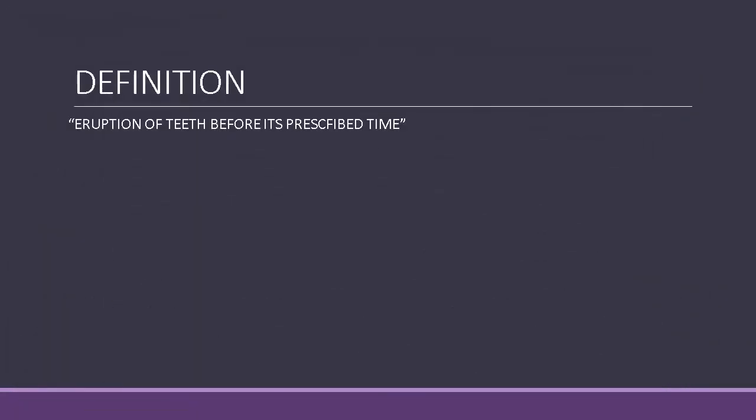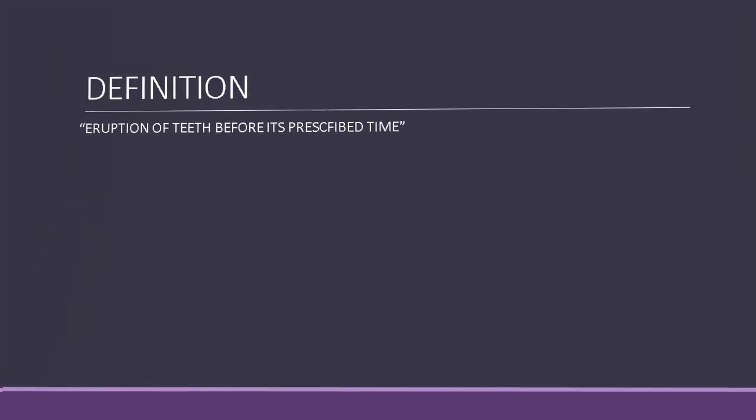Define premature eruption: it basically means any teeth that erupt before their prescribed time, before their normal time of eruption. This is called premature eruption. It can affect either the deciduous teeth or the permanent teeth, but most commonly premature eruption is seen in deciduous teeth.